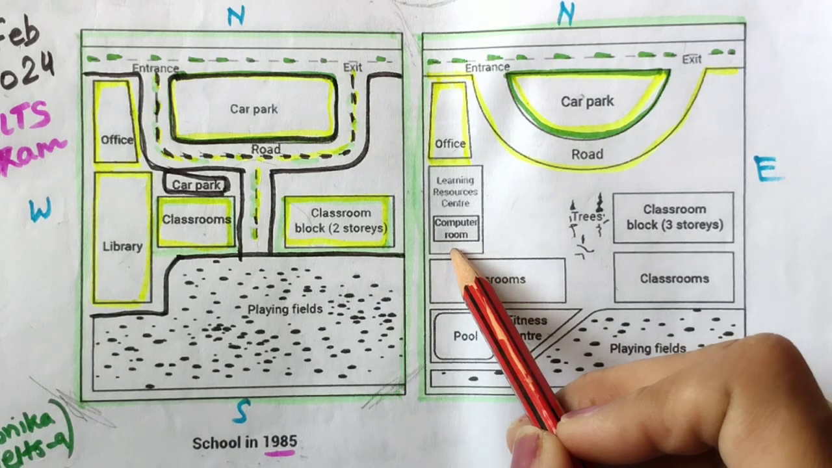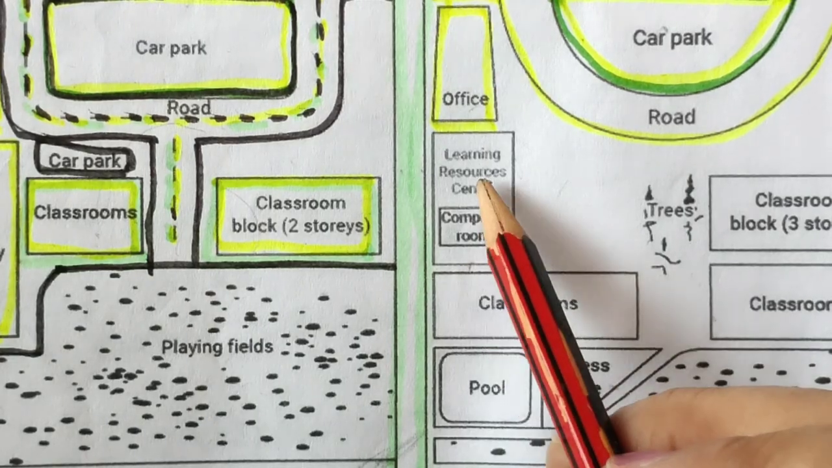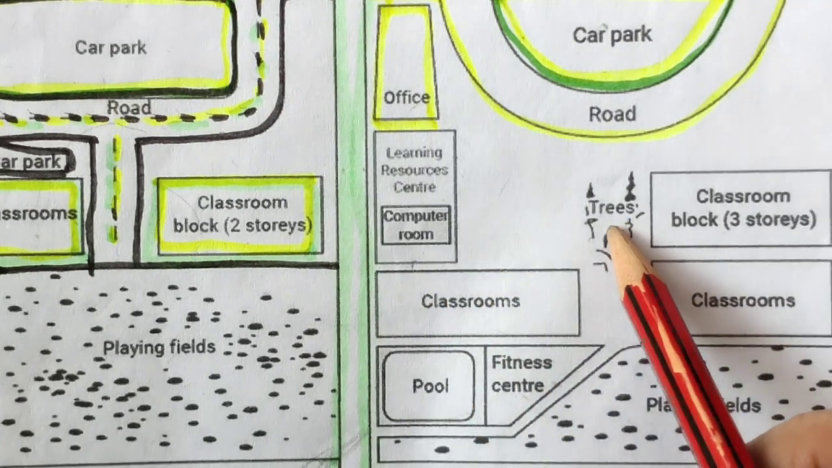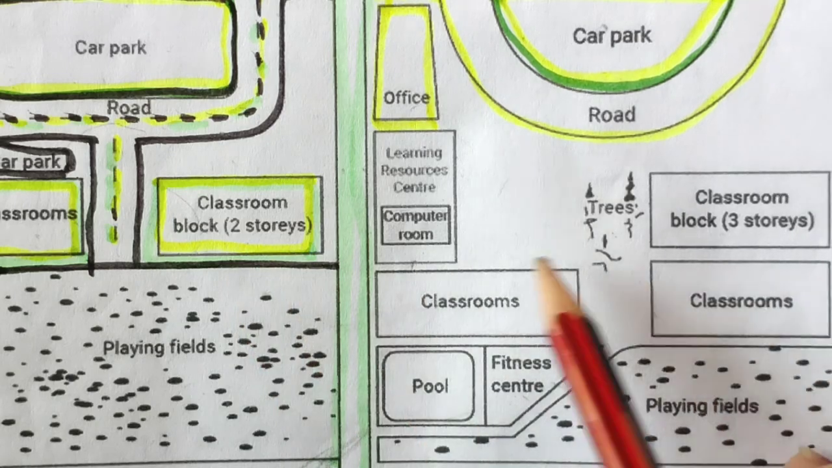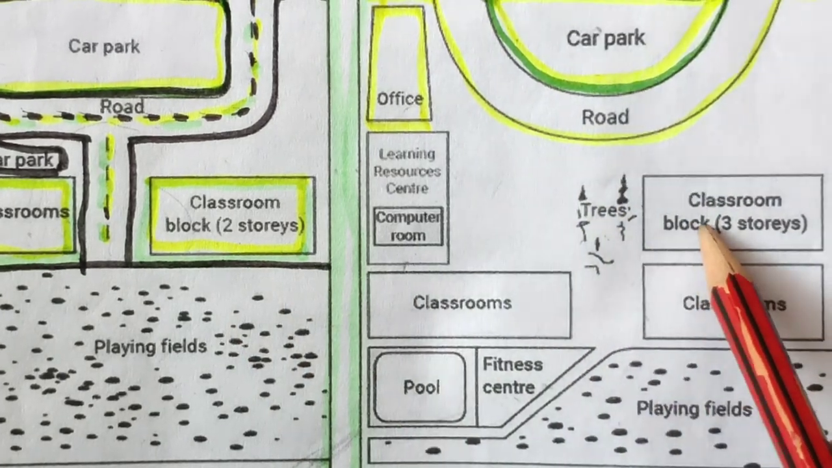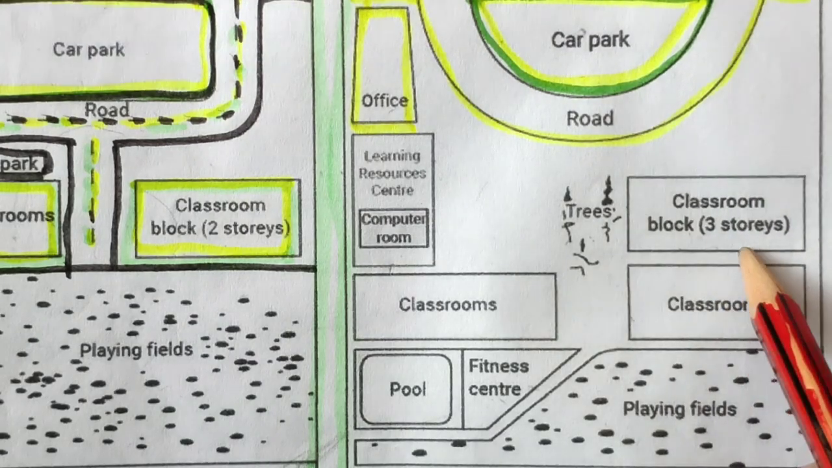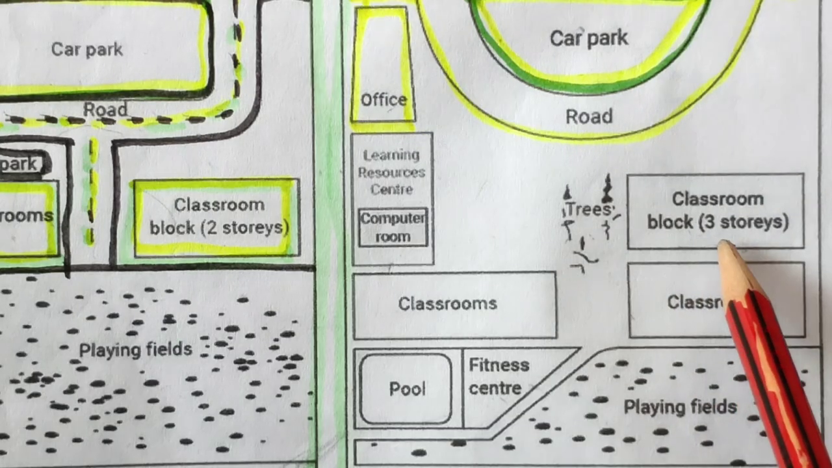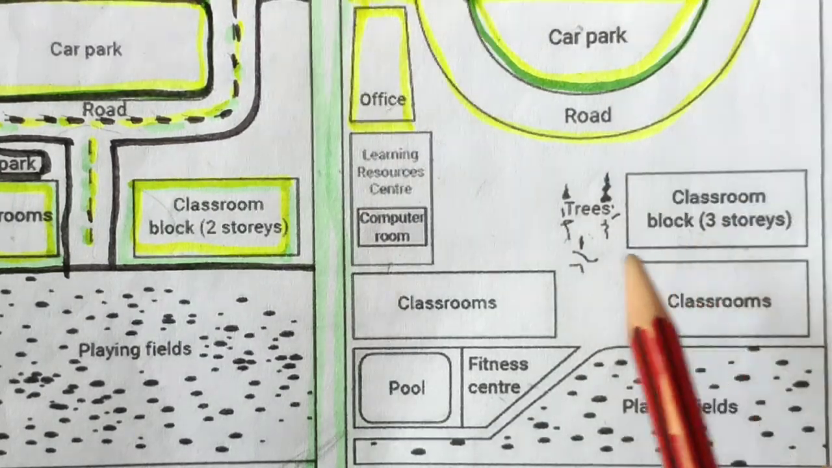Okay, so I will show you. See this learning resource center and computer room. And here earlier there were no trees, here they have planted some trees. And classroom block, earlier it was 2 stories, now they have added one more story, it means now 3 stories.